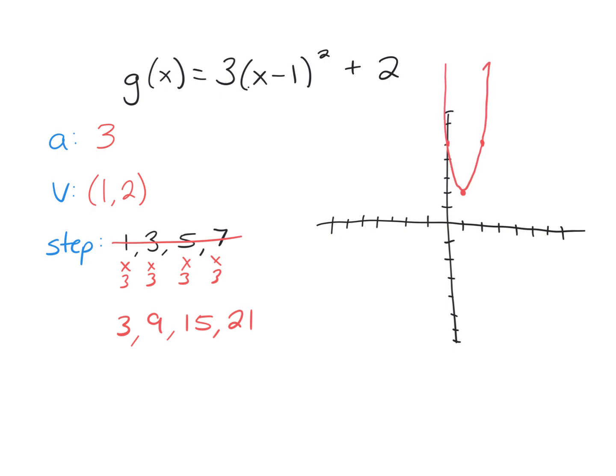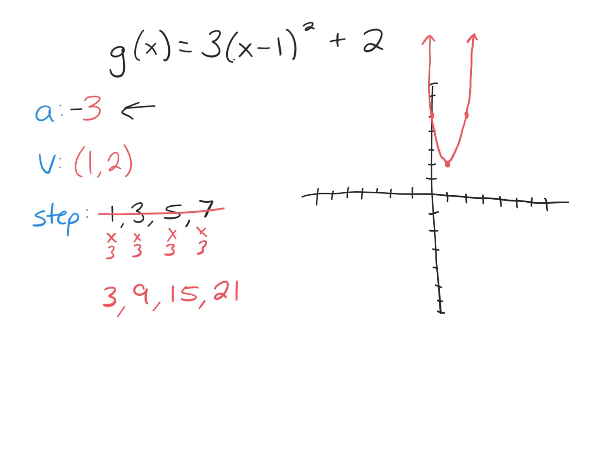What should I have checked first? The a value. Yep, that's what we need to check. The a value here is going to tell us if it's going to open up or open down. It will be negative if it's going down. Yes. Since it's positive right now, it's opening up. If I had a negative here, we would be going down. Is it because you multiply your step by a negative? Yes, so then that makes you go down. Yep, good.